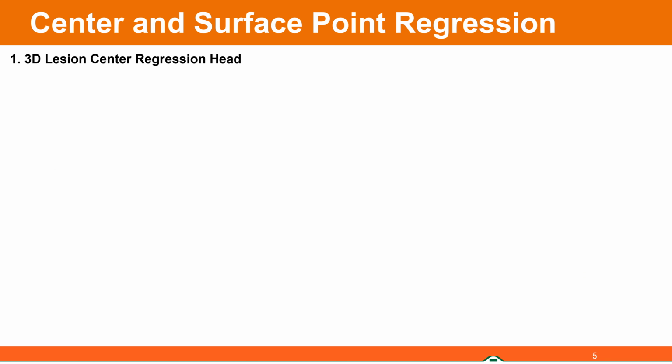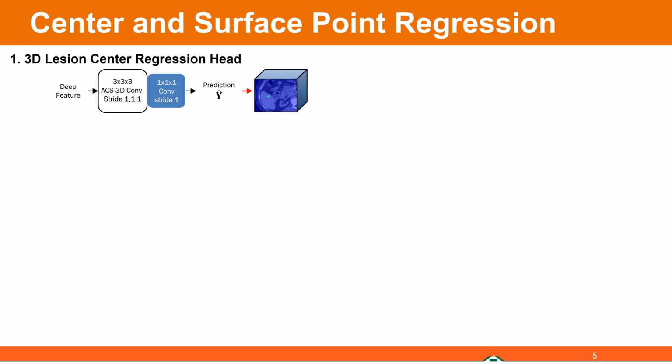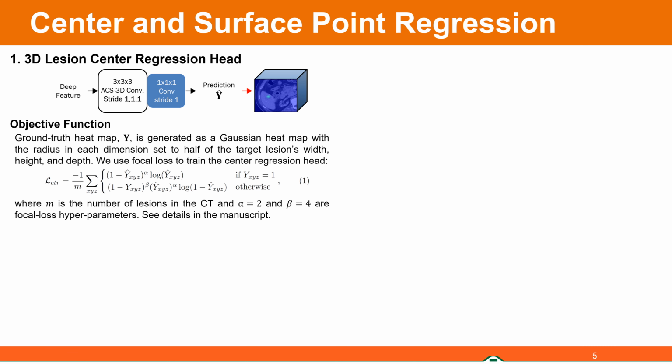Focusing first on the center regression head, it takes the output of FPN, also known as deep features, and processes it with an ACS 3D convolutional layer followed by a fully convolutional layer. The output is a 3D heat map that predicts lesion centers. The ground truth heat map Y is generated as a Gaussian heat map with the radius in each dimension set to half of the target lesion's width, height, and depth.